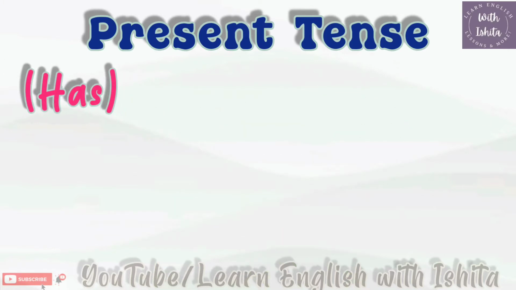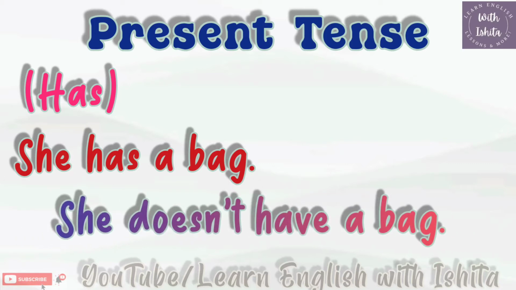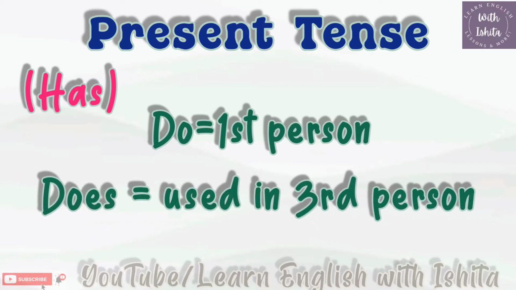So going to the point that I started, the example that is using has. Number one, she has a bag. In negative, that will be she doesn't have a bag. Now let me tell you why it is doesn't. It is a present tense sentence that is using third person, so for this we use doesn't here. And in the first example, I don't have a cat, that is first person, so for this we use don't, the present form of the do verb.